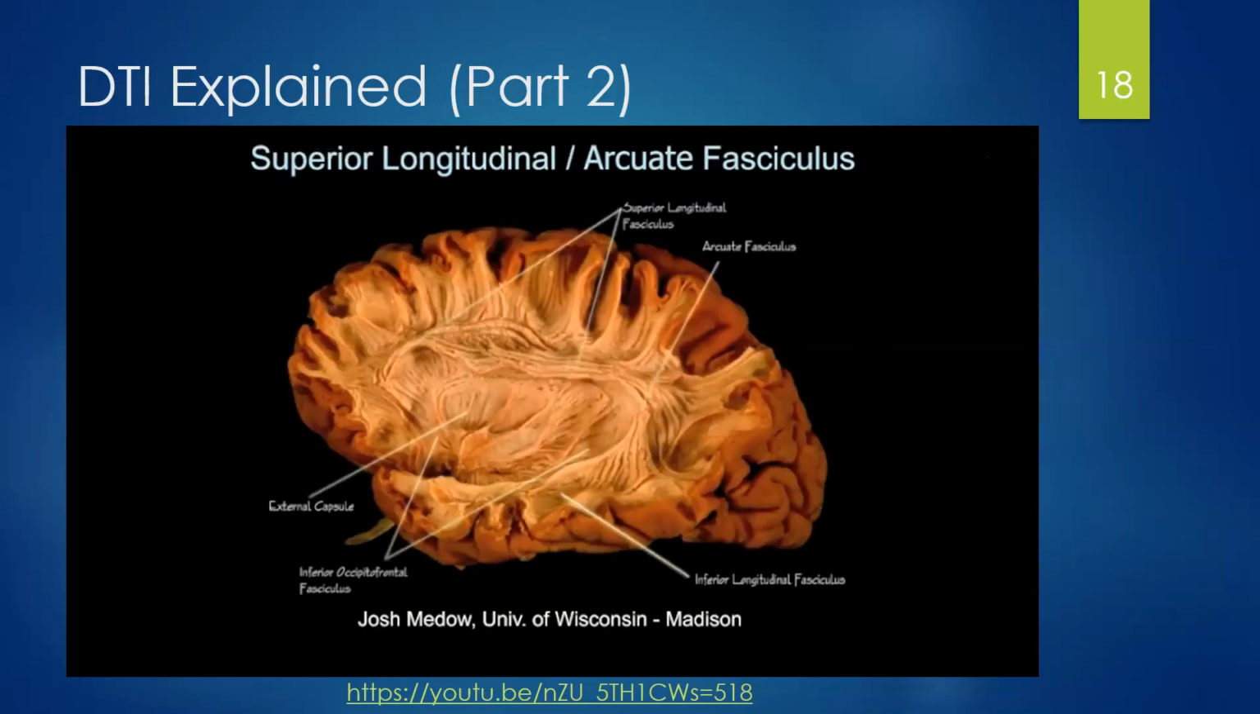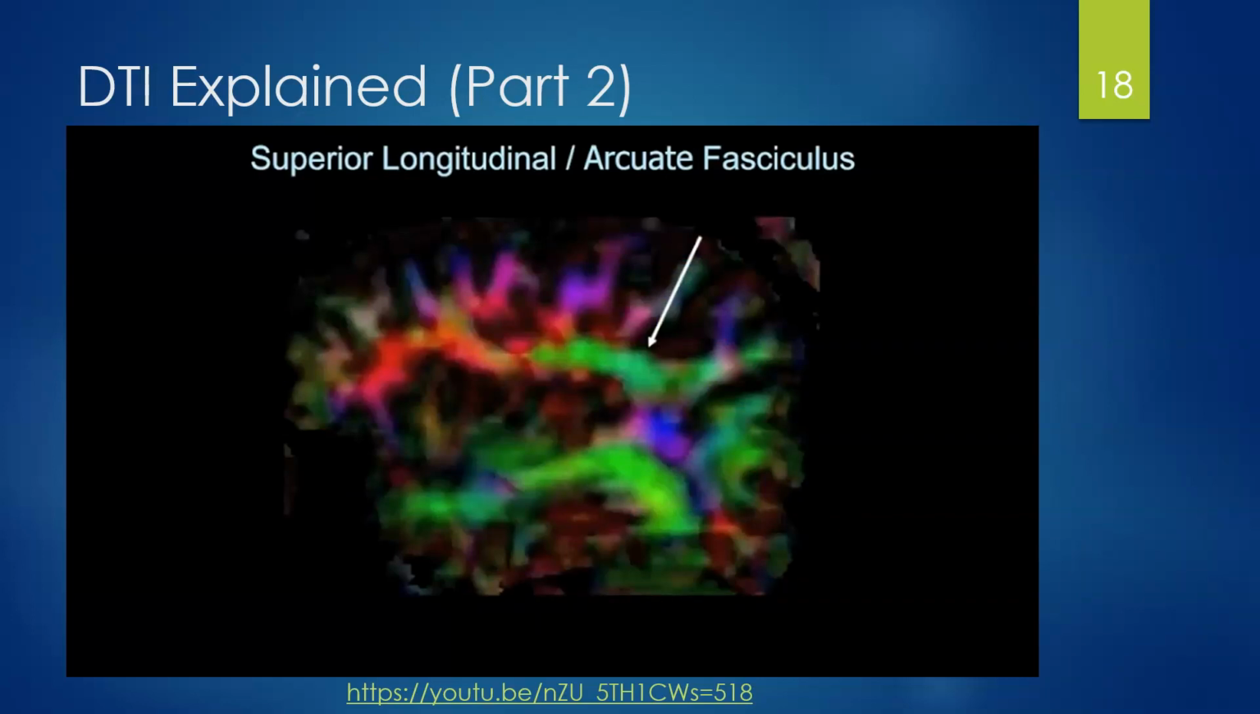So why is this useful? Let's take an example of the superior longitudinal fasciculus, which also has aspects of the arcuate fasciculus, and has connections between Wernicke's and Broca's area, as well as projections to the temporal lobe. In a sagittal view of a DTI color map, portions of the superior longitudinal fasciculus may be identified, such as the white matter region labeled in green as indicated by the arrow.